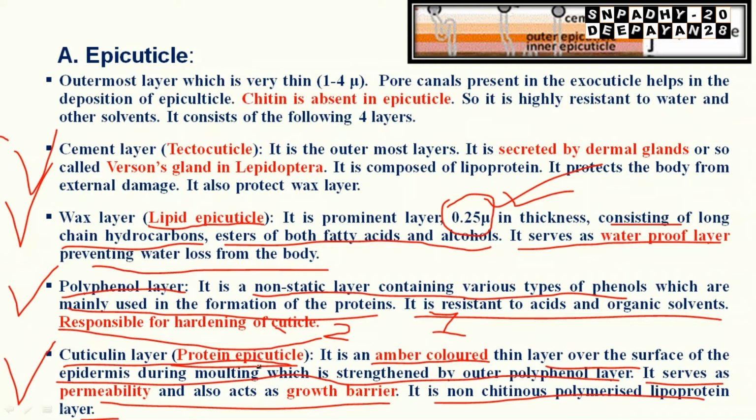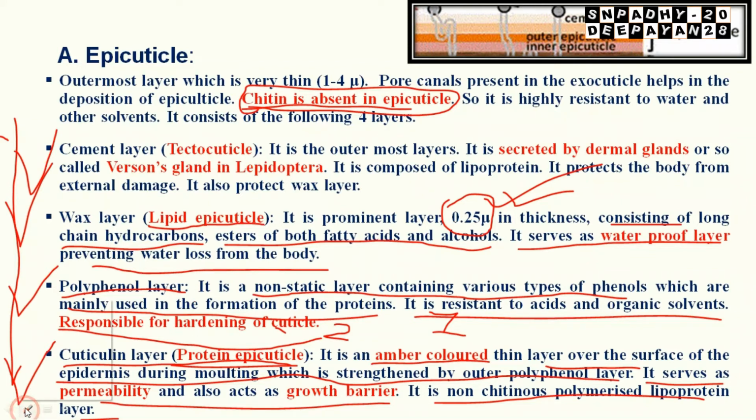The layer which acts as growth barrier is called as what? Cuticle layer or protein epicuticle. They don't have chitin. Okay, here you see already it is there. Chitin is absent in case of epicuticle. It is an important short question. That means in none of the layers chitin is there. Chitin is always absent in case of epicuticle, but present in procuticle, both in exo and endocuticle. Understood?